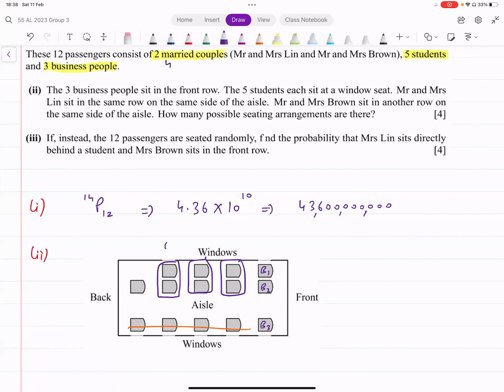अच्छा, अब ये आपके पास 3 rows हैं. इनमें से 2 में Mr. and Mrs. Brown आ रहे हैं और Mr. and Mrs. Lin आ रहे हैं. One of them is going to remain empty after that. Now, how many possible seating arrangements are there? This is what we need to think about. All right.